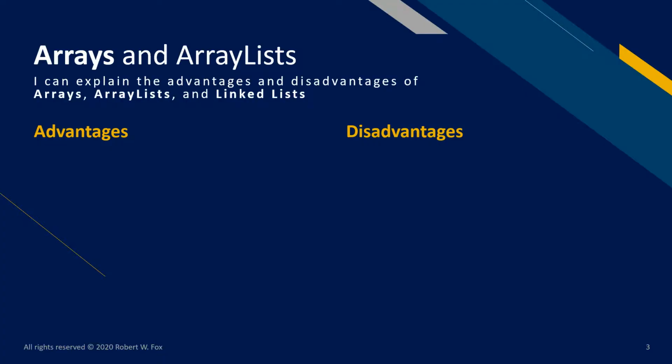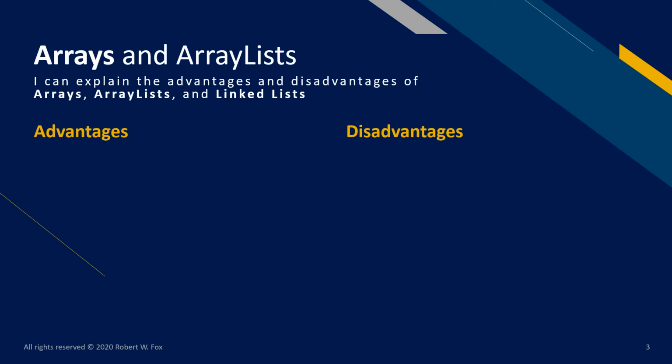It turns out that a linked list is very similar to an array or an array list, which begs the question, if I already have an array and an array list, why do I need a linked list? And to understand that, we need to look at the advantages and disadvantages of arrays and array lists, because it turns out that linked lists overcome some of the disadvantages.